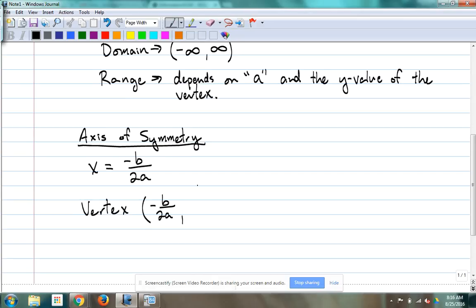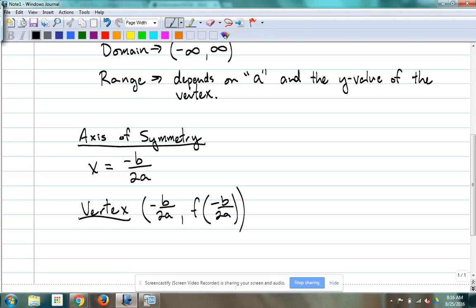To get the y value for the vertex, if you've got an x value, to get a y value, what do you do? If you've got an equation, just plug it in. Find f of negative b over 2a. So you plug it in, and get the y value that goes with it. When we talk about range, we would have to find the vertex anyway. So that's one of the reasons it's important.